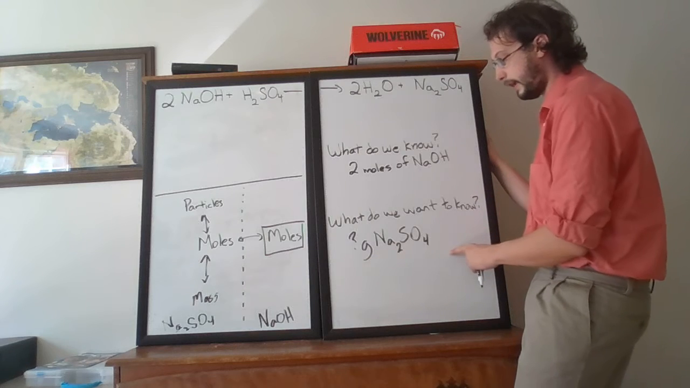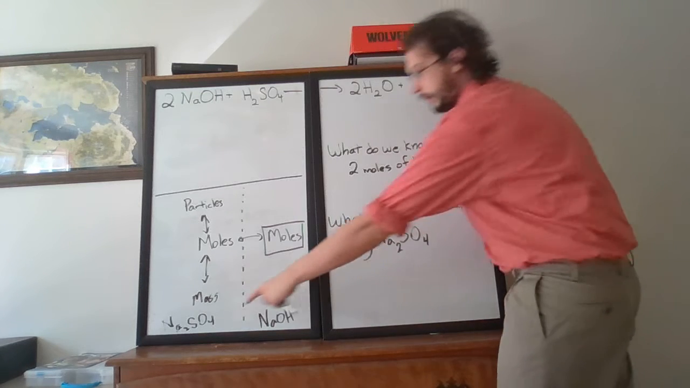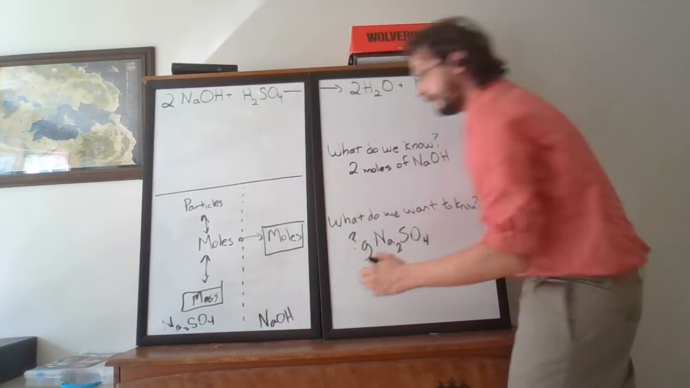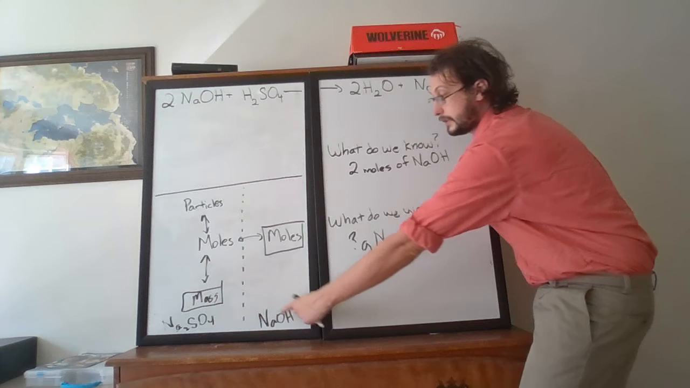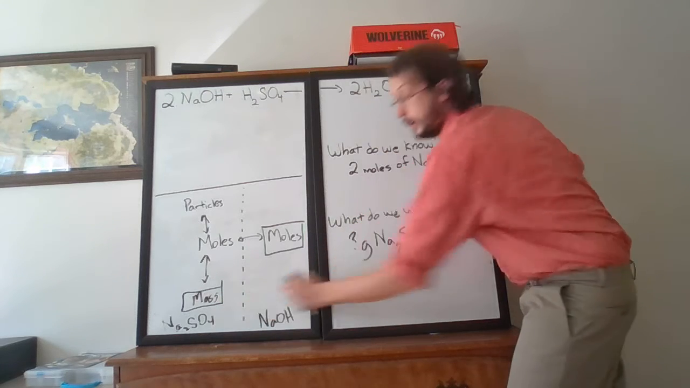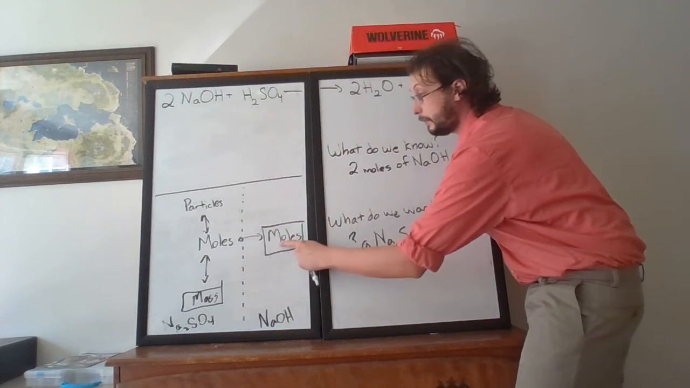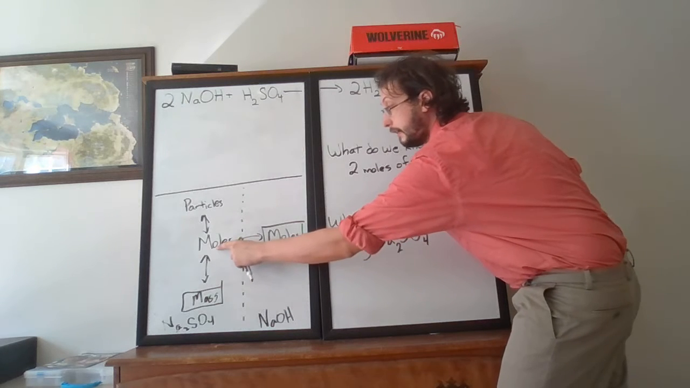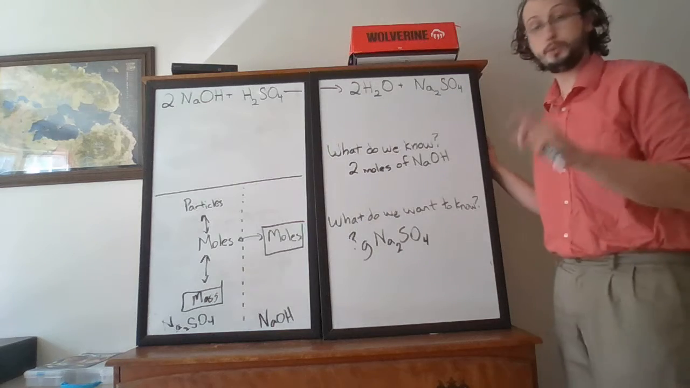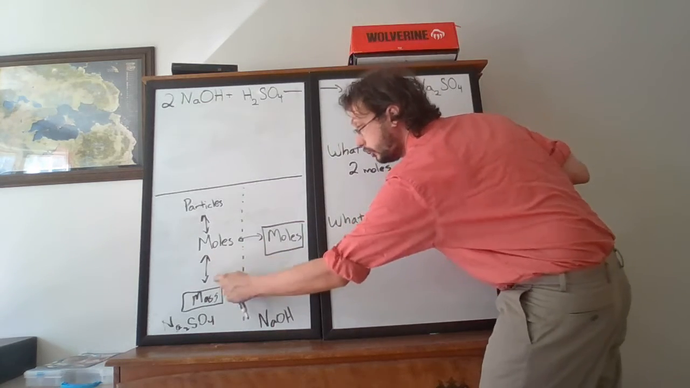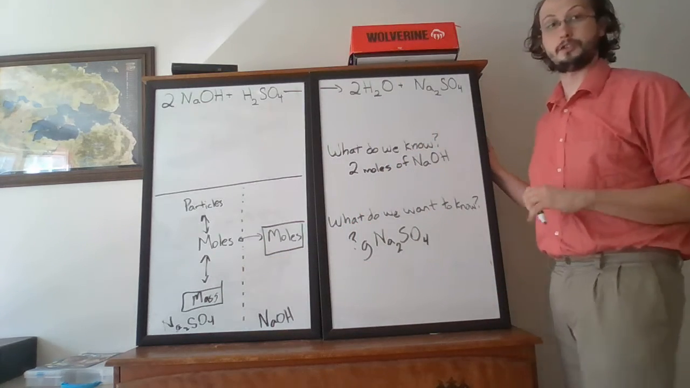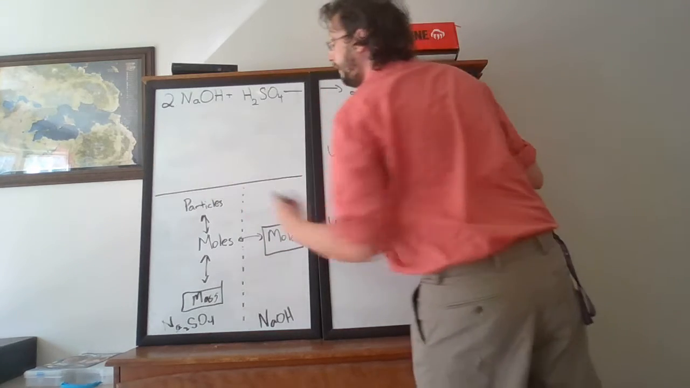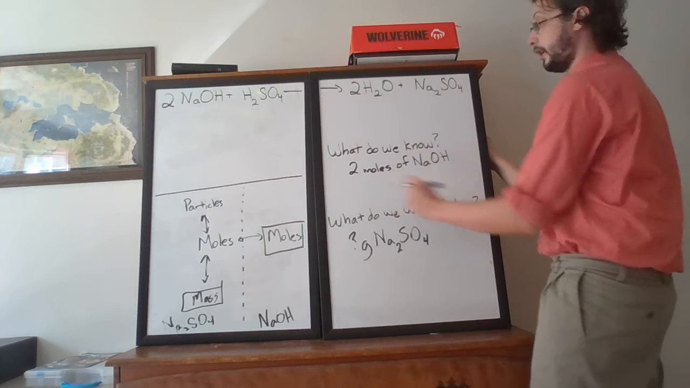And we want to know how many grams of Na2SO4. So this side's Na2SO4, and grams is mass. So to get from moles of sodium hydroxide to mass or grams of sodium sulfate, we need to see what arrows take us there. We see that arrows will take us from moles to moles, and then from moles down to mass. And so because we're crossing 1 arrow, 2 arrows, that's going to be 2 conversion factors. It's a 2-step problem.